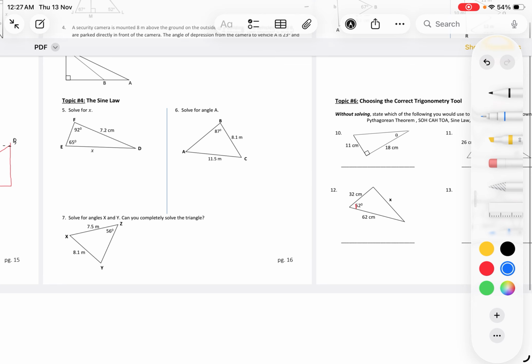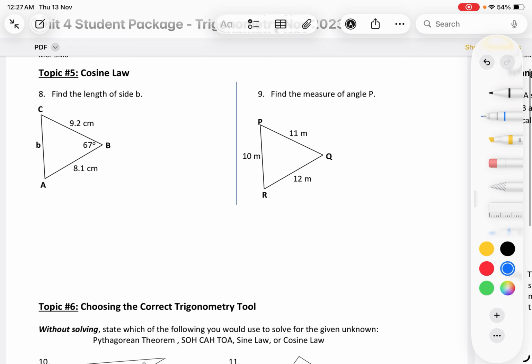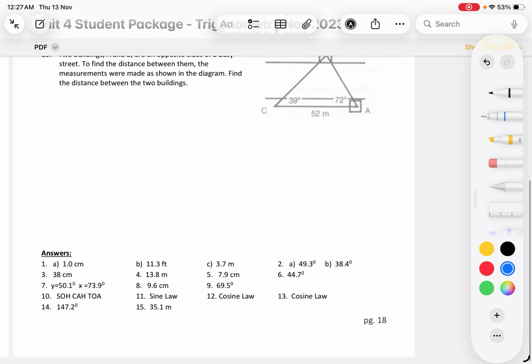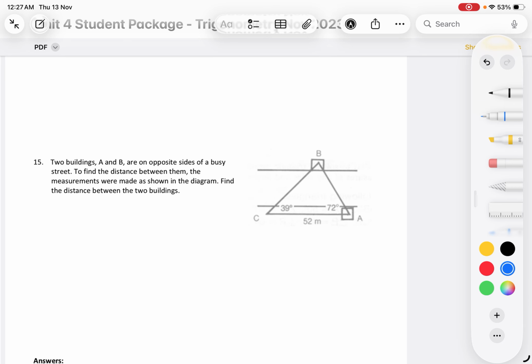You can do these questions yourself. Just pause the video, try and do it yourself. Answers are also given at the back, so I don't think there will be a problem.